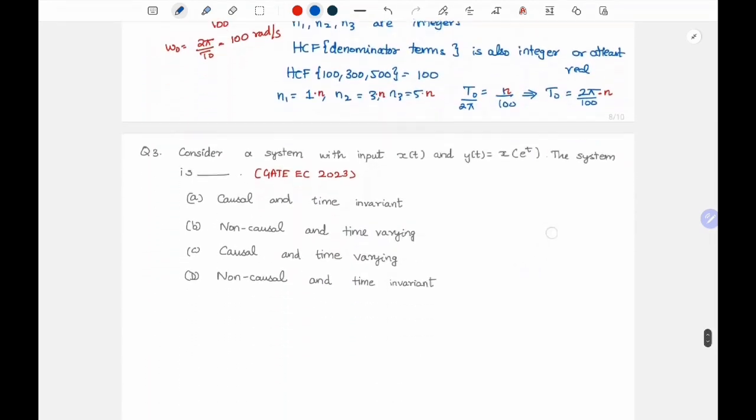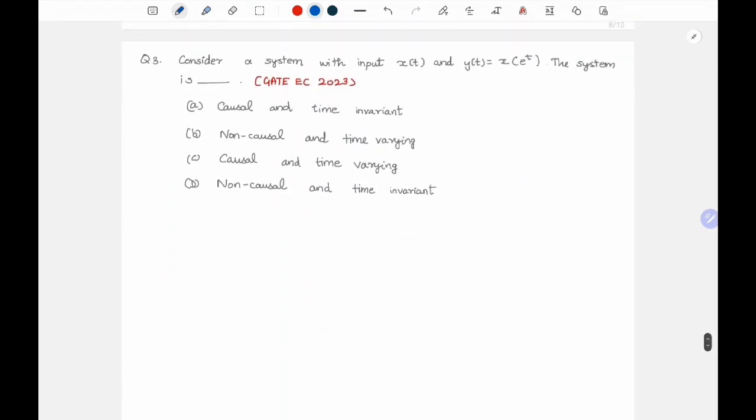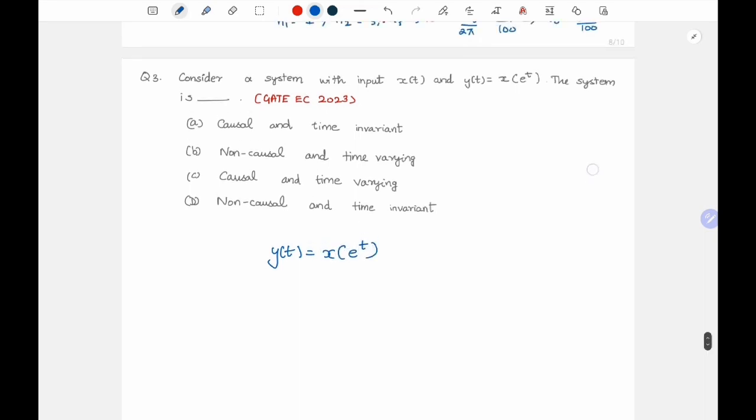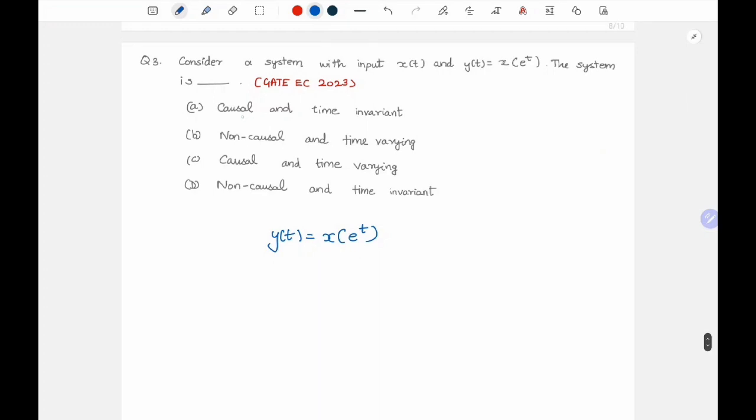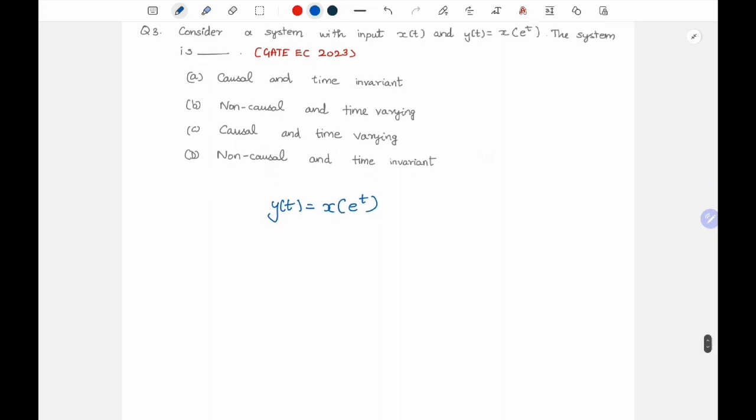Okay, moving on. So the third question: consider a system with input x of t and output y of t is equal to x of e power t. Okay, it's a very different system, right? e power t. They're asking whether it is causal and time invariant, non-causal and time varying, causal and time varying, or non-causal and time invariant. So they're asking for causality and time invariance.